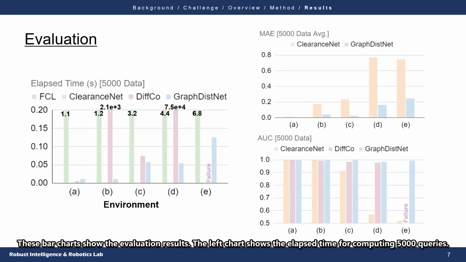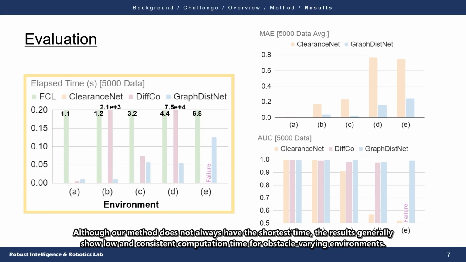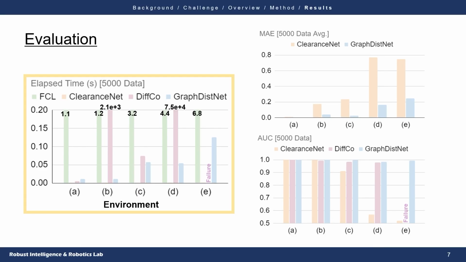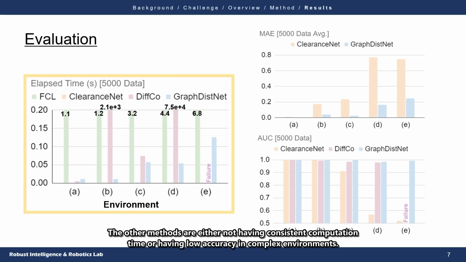These bar charts show the evaluation results. The left chart shows the elapsed time for computing 5,000 queries. Although our method does not always have the shortest time, the results generally show low and consistent computation time for obstacle-varying environments. The other methods either do not have consistent computation time or have low accuracy in complex environments.